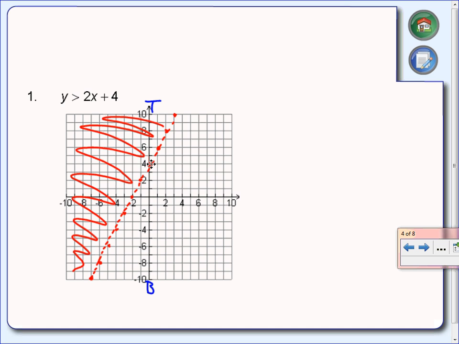All right, so any questions on that first one, number one? We're all good. By the way, what does all this shading mean anyway? Every point that's in that shaded area represents a solution to this inequality here. So there's actually lots and lots of answers to this. We can't possibly write every single ordered pair, so what we do is use the graph to show the solution.